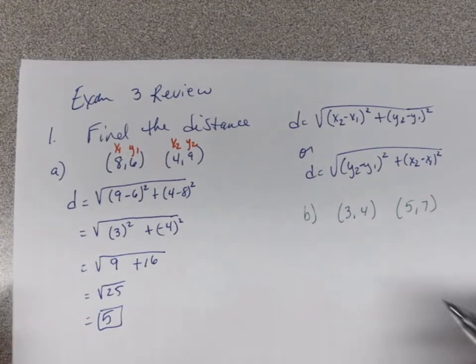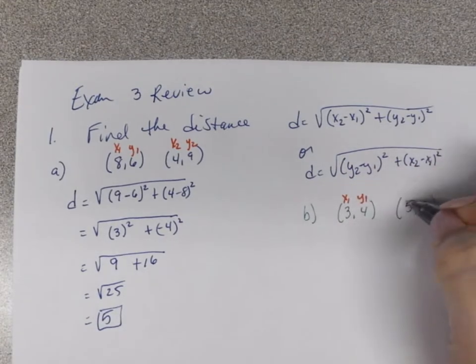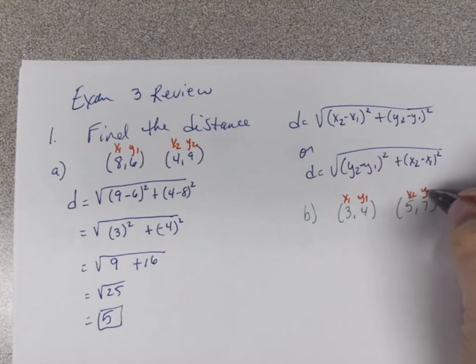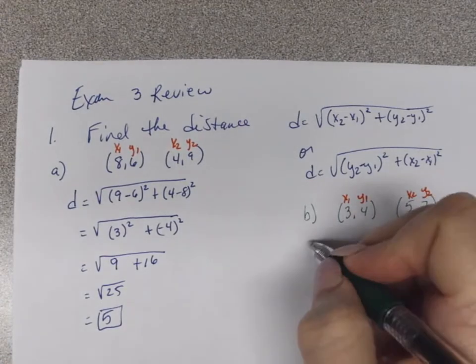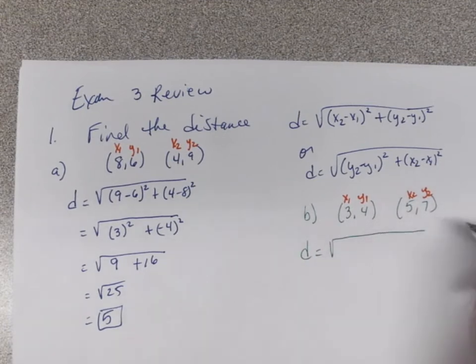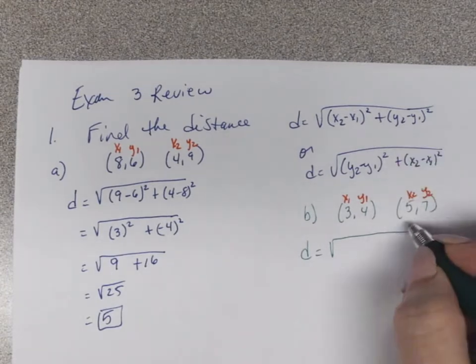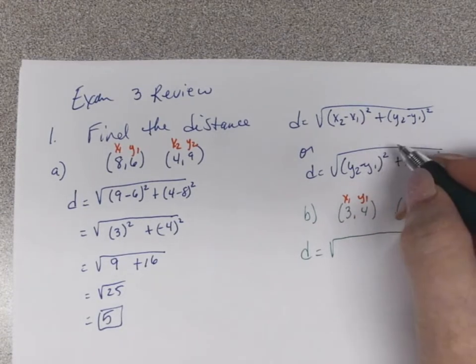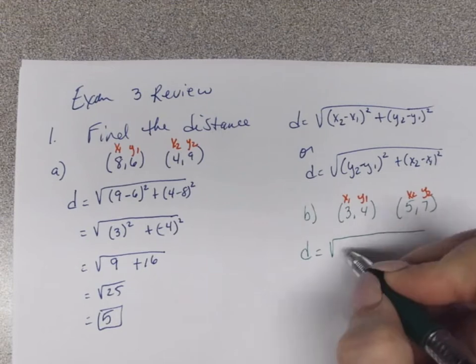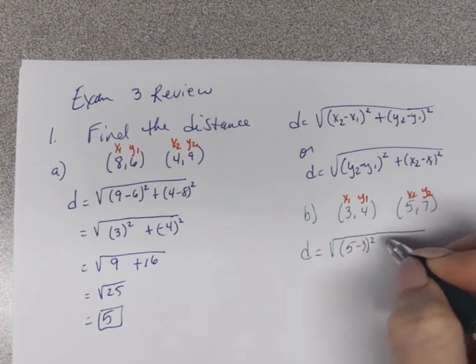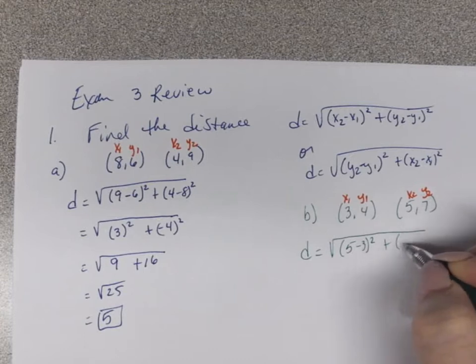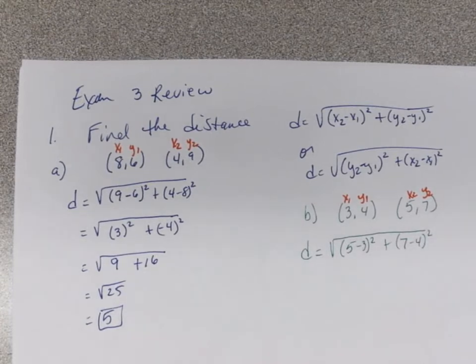All right, on this one over here, again, we need to label our points: x1, y1, x2, y2. So my d will be equal to the square root. This time it doesn't really matter which way we go. We'll do the top way this time because I want you to know it doesn't matter because of the addition process. If we were subtracting here, it would be different, but because we're adding, it doesn't matter. So we're going to have 5 minus 3 squared plus 7 minus 4 squared.